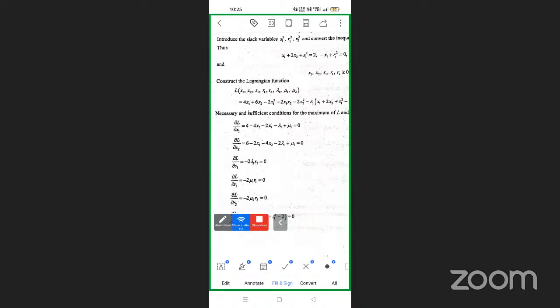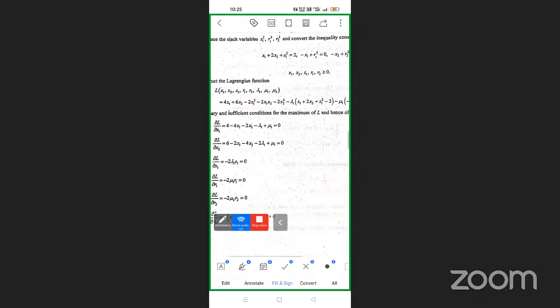Next, differentiation with respect to s1. S1 differentiation: these are all constants, zero up to here. S1 is there only in the lambda term, so total minus 2 lambda 1 s1 equals 0. Next variable, r1. Differentiation with respect to r1: these are all zeros, there is no r1.